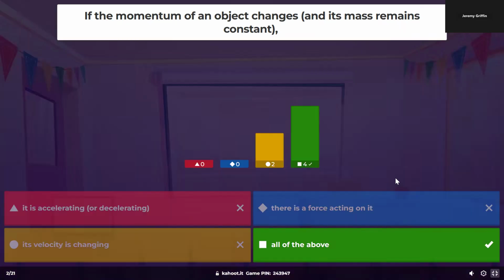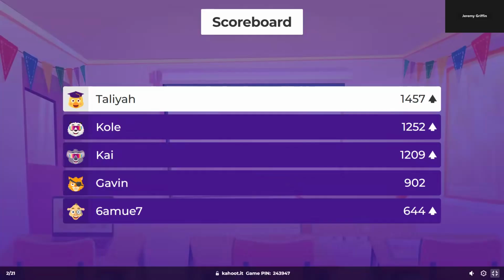Yeah, all those are true statements. Because momentum's changing and the mass stays the same, that means the velocity is changing. But if the velocity is changing, that means that it must be accelerating, because acceleration is the rate of change of velocity. If it's accelerating, there must be a force acting on it. That's Newton's second law of motion. So all those statements would go hand in hand.